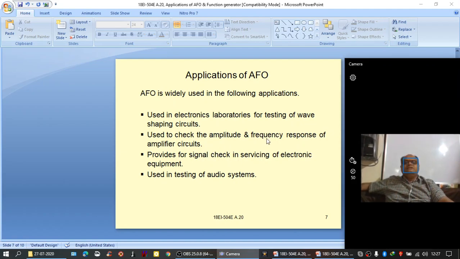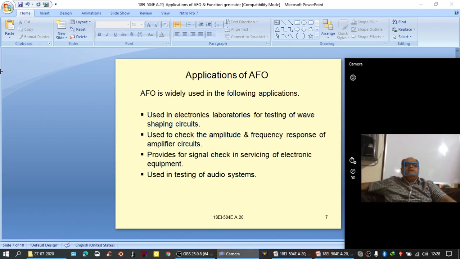And using that audio frequency oscillator, we can test the amplitude and frequency response over a wide range of frequencies, and then plot a graph with the frequency of the signal on the x-axis and the gain in decibels of the amplifier on the y-axis. We will get a curve depending upon the order of the amplifier circuit. If it is a first order, you will get one shape. If it is a second order, you will get another shape.